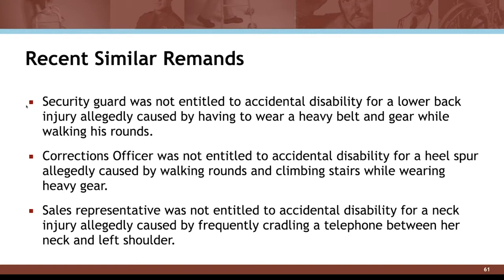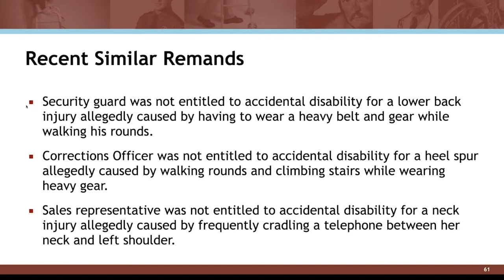The second bullet point is a similar case, and this is what we relied on in a lot of ways when we remanded that first case. It's a similar case that involves a corrections officer. He claimed that he developed a bone spur in his heel from having to walk rounds and climb stairs while wearing heavy boots and carrying gear at the prison he worked at. CRAB determined that those duties are common movements frequent to many in and out of work, and so he was not eligible.